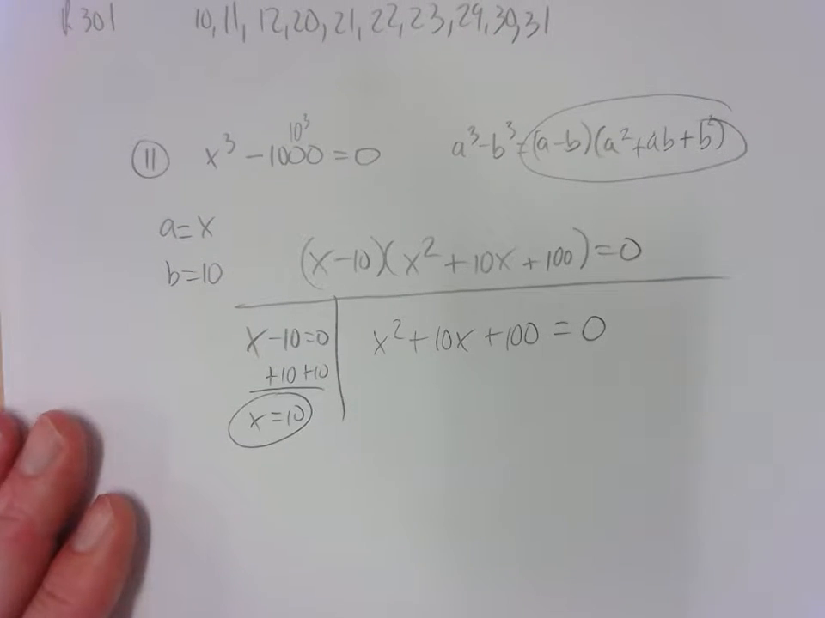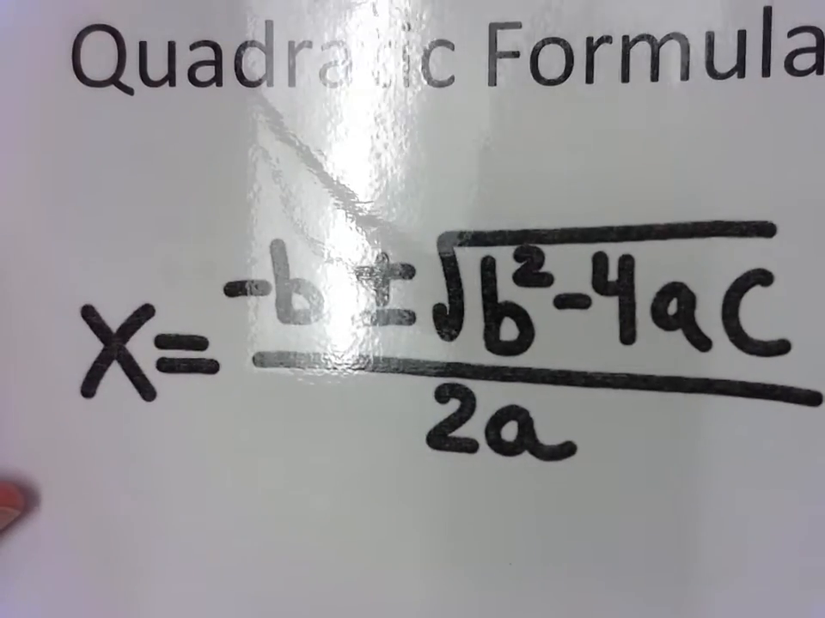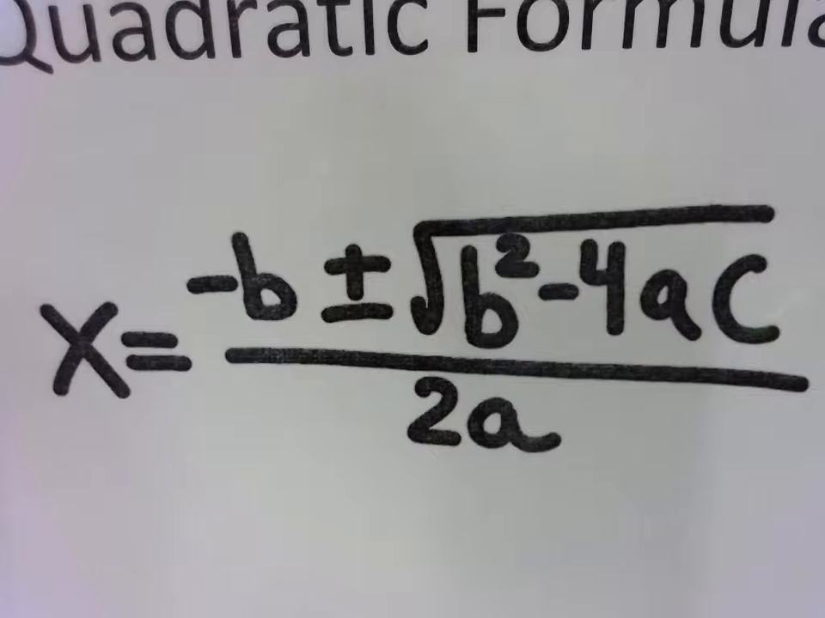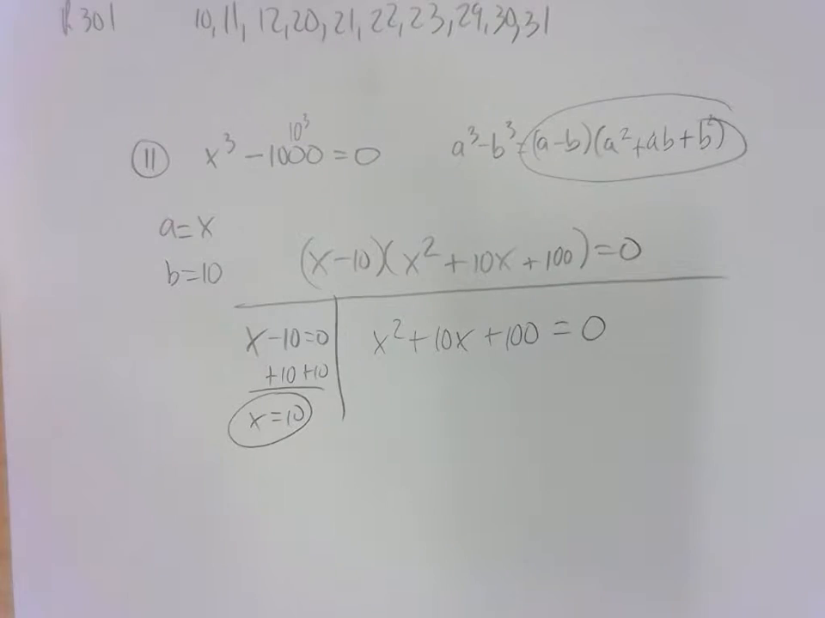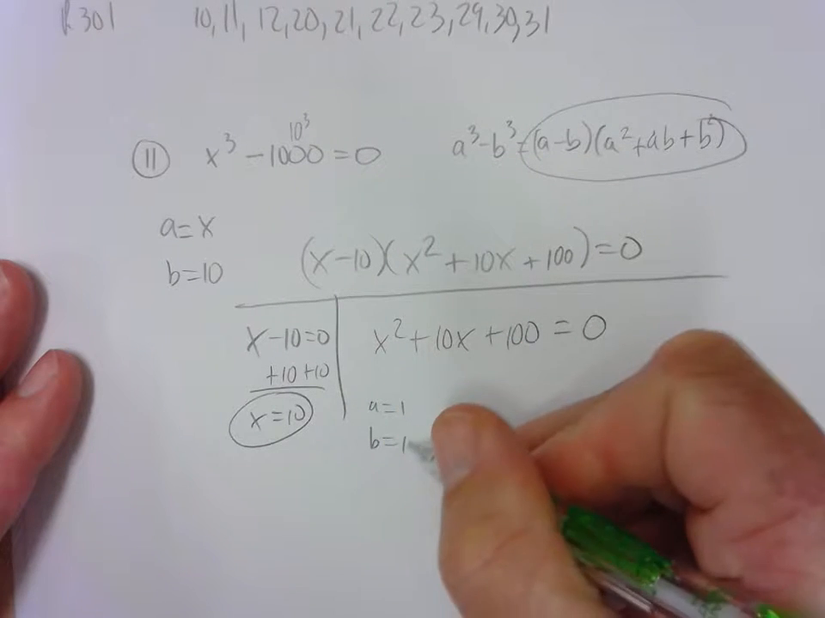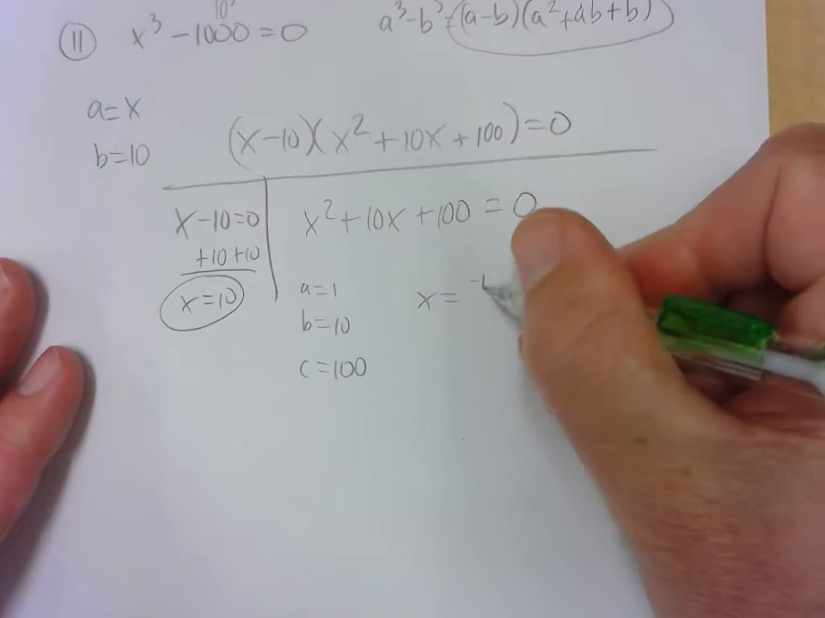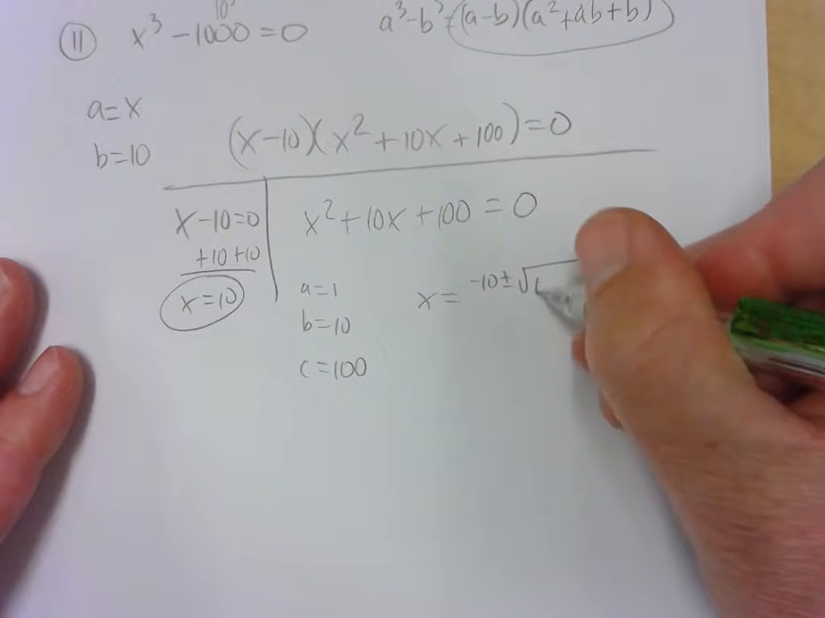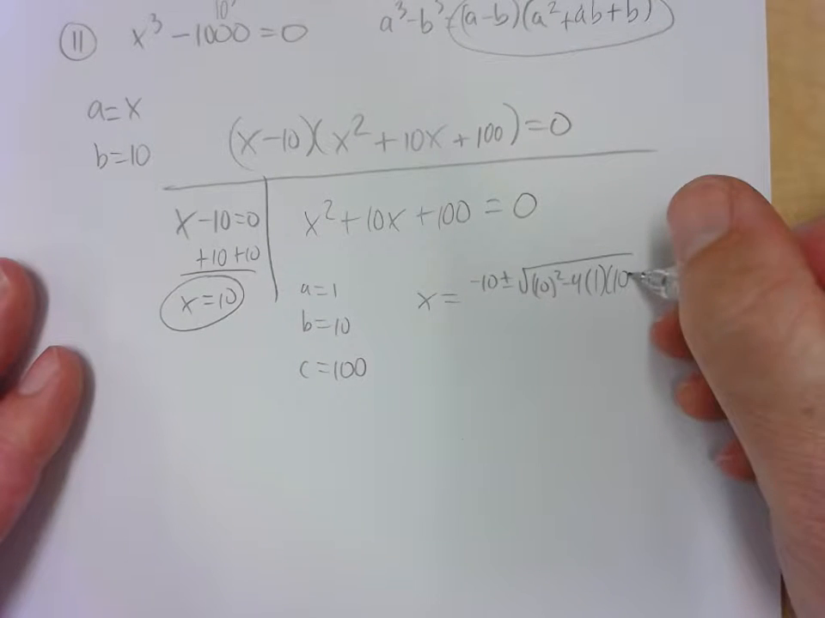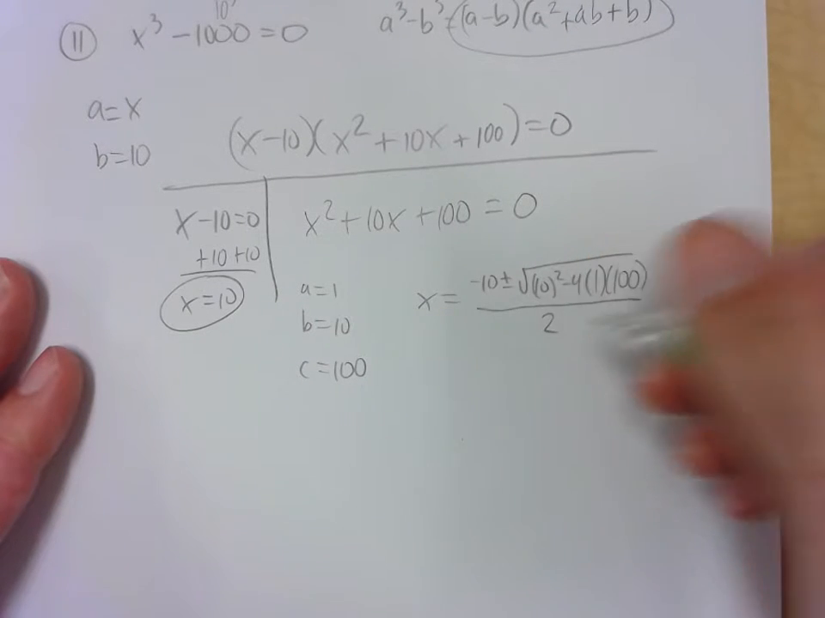Quadratic formula, remember, is negative b plus or minus square root of b squared minus 4ac all over 2a. It's a little shiny. There we go. Now it's not shiny. So that's the quadratic formula. So a is equal to 1 because it's 1 there. B goes with the x, 10. C is 100. So x equals negative b plus or minus the square root of b squared minus 4 times a times c, all over 2a, which would just be 2 times 1 is 2.